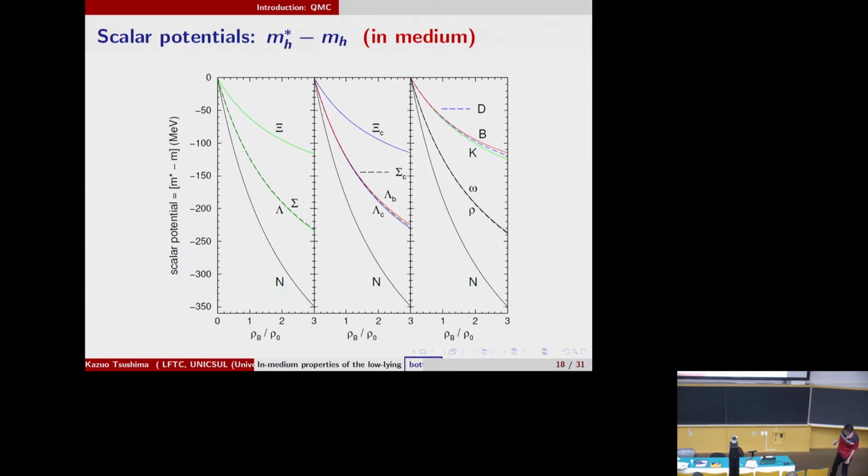One interesting feature I always want to show is the scalar potential for different sectors. The nucleon has 3 light quarks. Sigma and lambda hyperons have 2 light quarks. Cascade has 1 light quark. Cascade C, sigma C, sigma B, lambda B, and lambda C have 2 light quarks. D meson and B meson have 1 light quark. Omega has 2 light quarks.